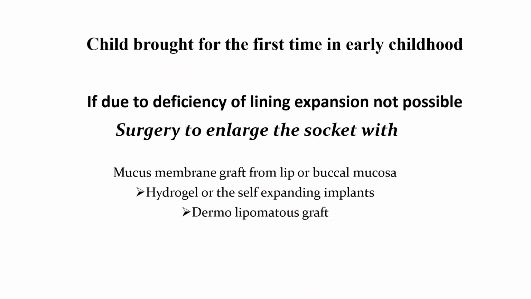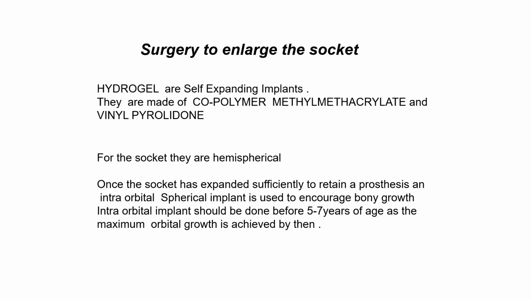Child is brought the first time in early childhood. If expansion is not possible due to deficiency of lining, surgery to enlarge the socket is done with mucous membrane graft from lip or buccal mucosa, or hydrogel or self-expanding implants, or dermolipomatous graft is used. Surgery to enlarge the socket.